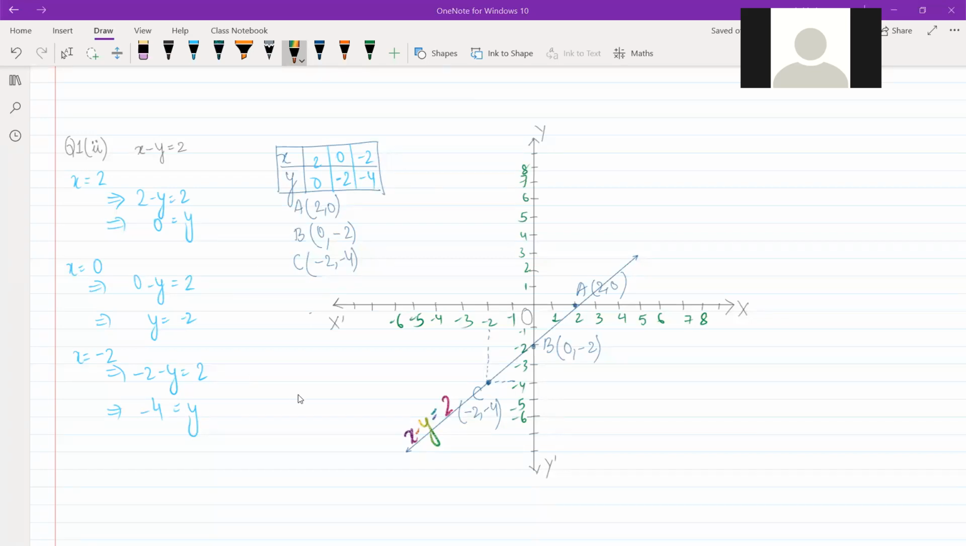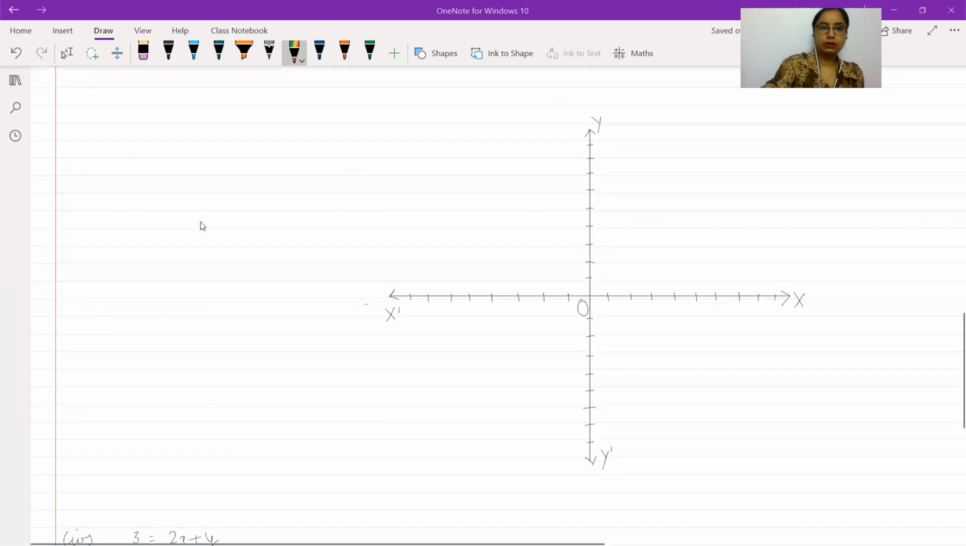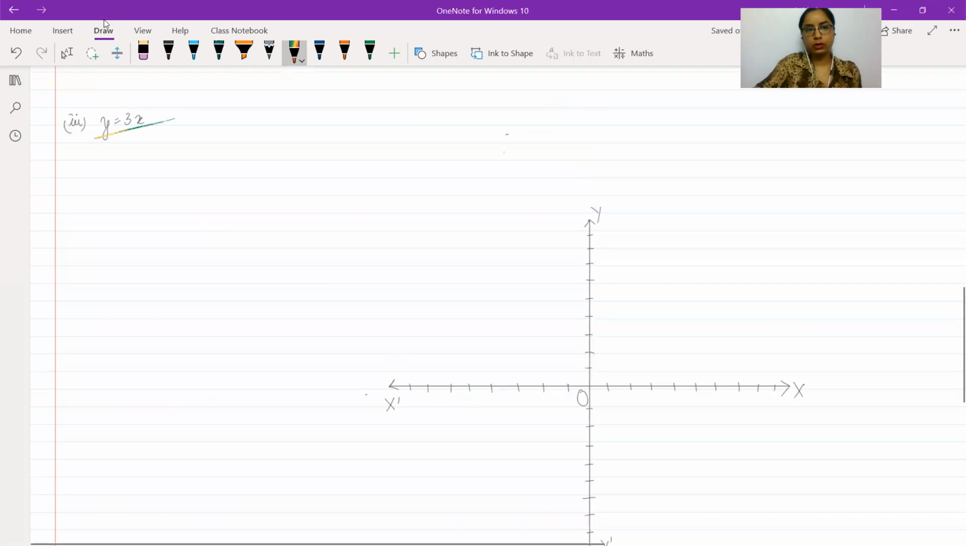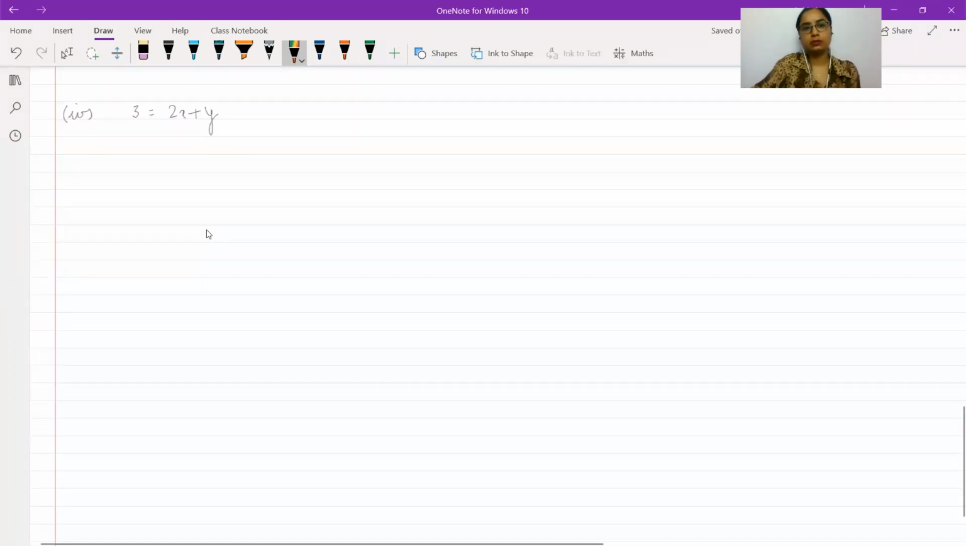Okay. Now, the next two questions: one of them is very simple, y equals 3x. And the last one is a linear equation which contains a constant. I'm going to do the fourth part with you, and I'm asking you to do the third part yourself. So this will be your homework. Try this yourself. And let's do the fourth part. 3 equals 2x plus y.